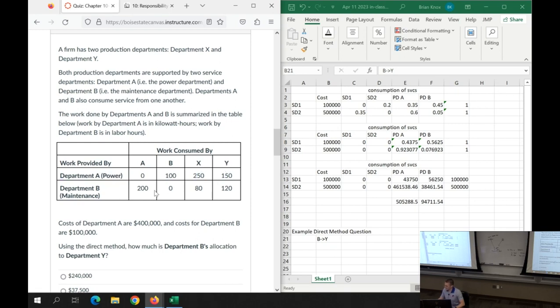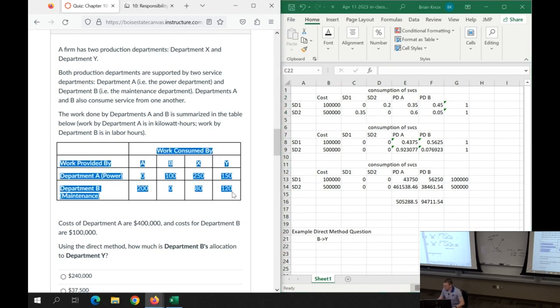So all I really need to know, I can take this table, which has a lot of similarities to this right here. I don't have the cost column in the table. I have it written out in text right down here. And like I said, there are some cost drivers. So in this case, departments A and B, their work is measured by the kilowatt hours for the power department, 100 kilowatt hours to Department B, 250 to Department X, 150 consumed by Department Y. And Department B is through labor hours. So 200 labor hours consumed by Department A, the other service departments, and then 80 and 120 by X and Y, respectively.